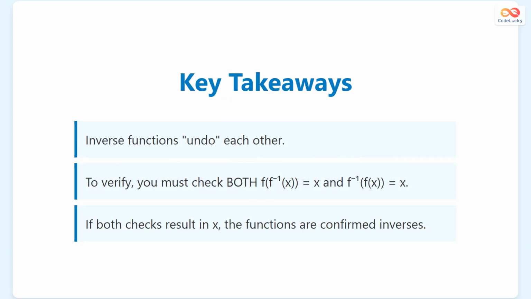So, what's the main idea to remember? Inverse functions are designed to reverse each other. To be absolutely sure they are inverses, you must perform both composition checks. That means checking the function of the inverse of x and the inverse of the function of x. Both must simplify to x.